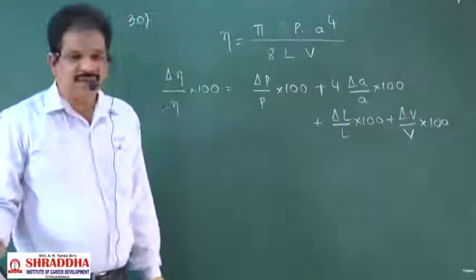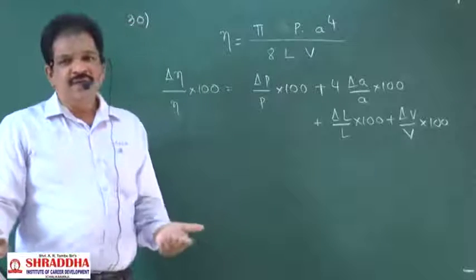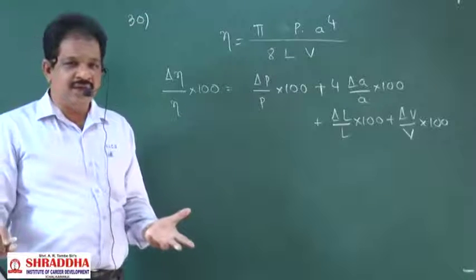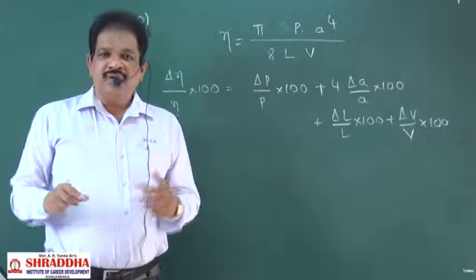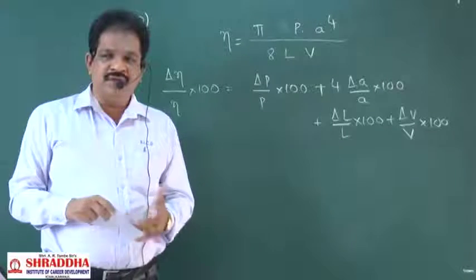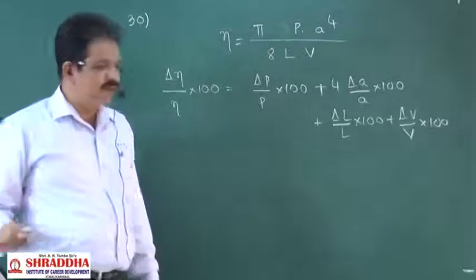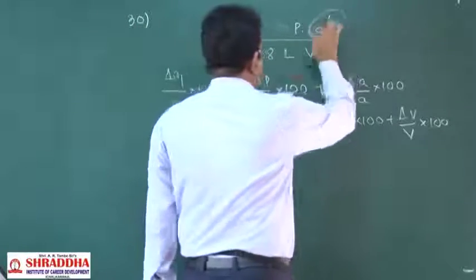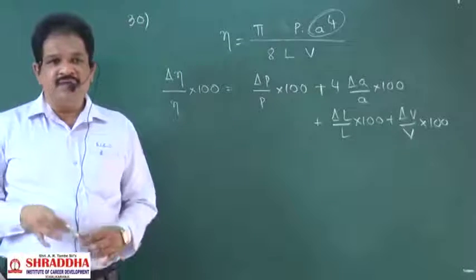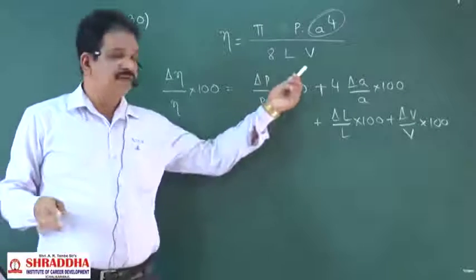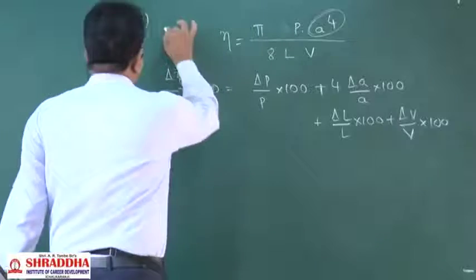So the quantity having more power will be measured very accurately, and the quantity having more power contributes more error. Because of that, more error contribution will be there. So this is the answer. Only a is having power 4, the remaining don't have. So A will be the answer. Clear? So 30 it will be B.